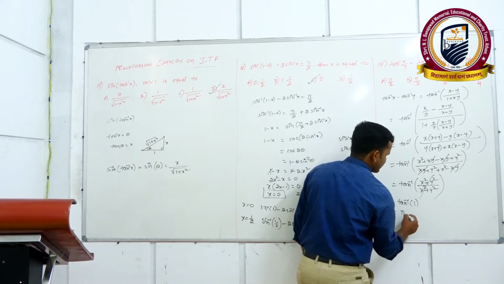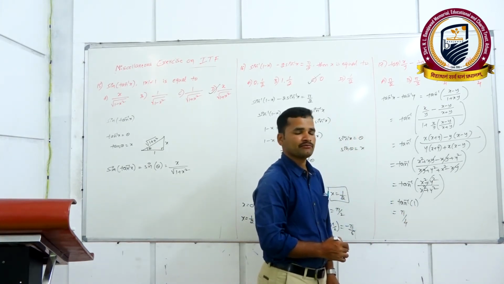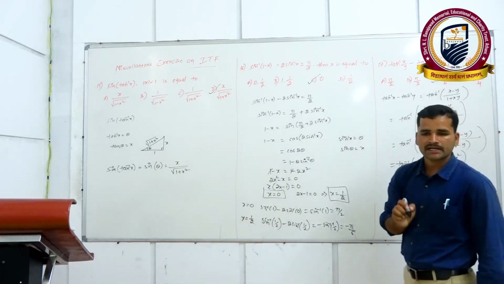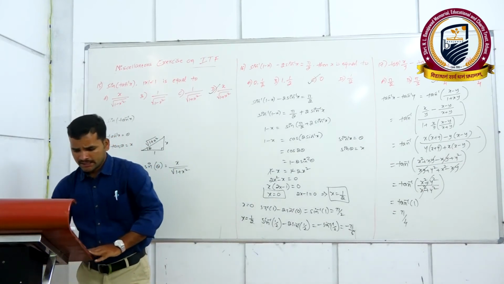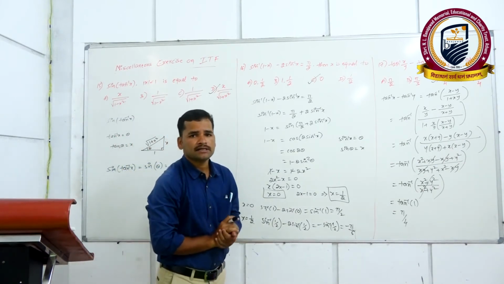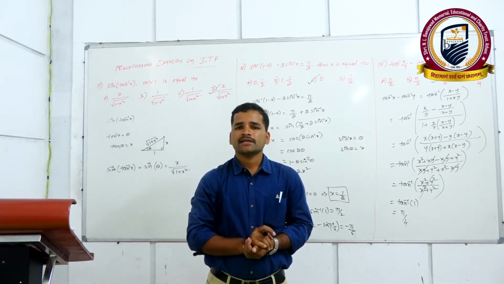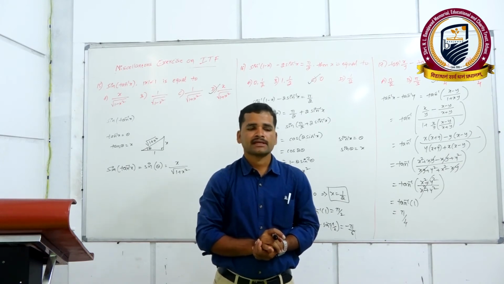What is tan inverse of 1? Tan inverse of 1 is 45 degree, pi by 4. Therefore option C is correct here. Okay, with this the miscellaneous exercise is completed. So we have completed the inverse trigonometric functions chapter completely. Thank you.